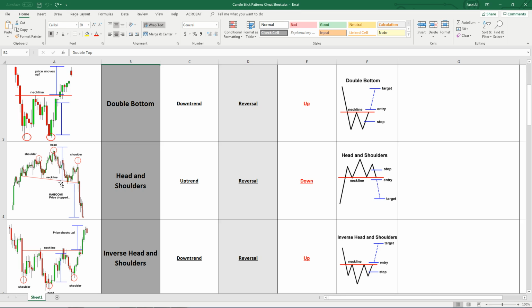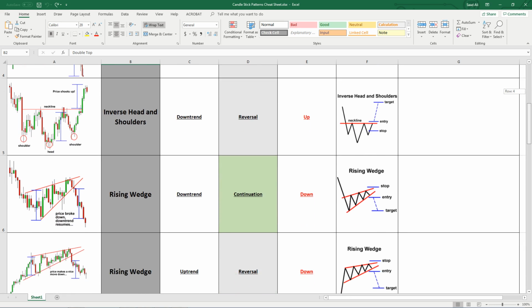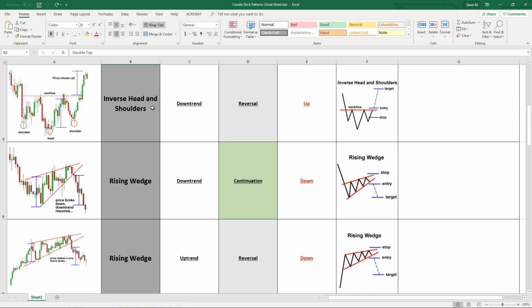What I want you to do right now is, after this lesson, watch it again, and then go back, use this cheat sheet, and just try to find these patterns and mark them up on the charts. That's all I want you to do, is find these patterns and mark them up. Okay, so head and shoulders. The next one is inverse head and shoulders.